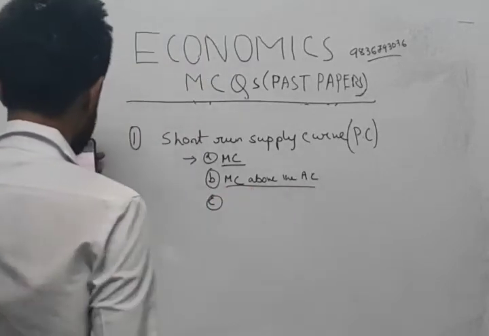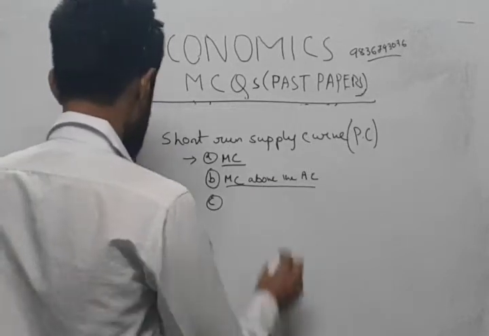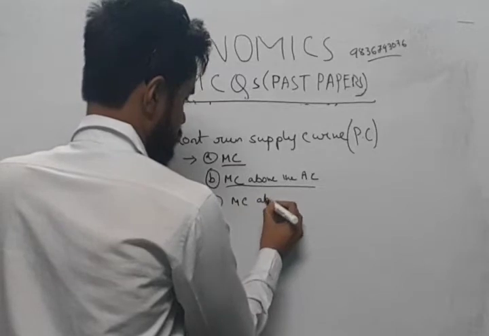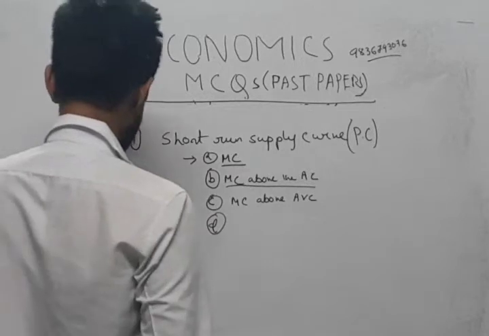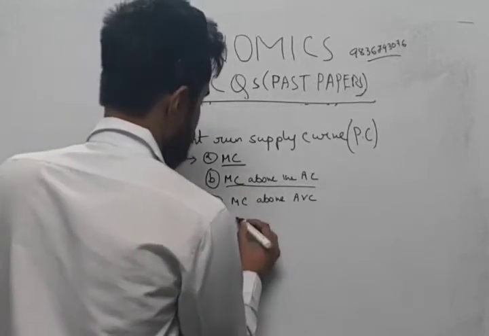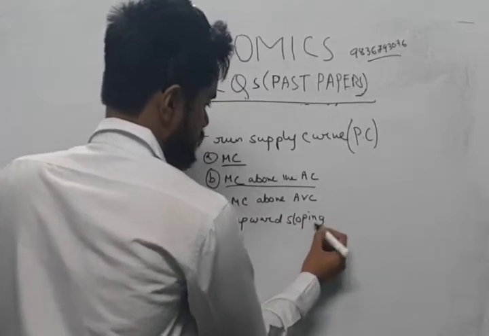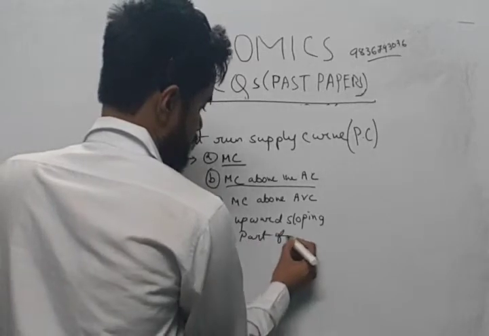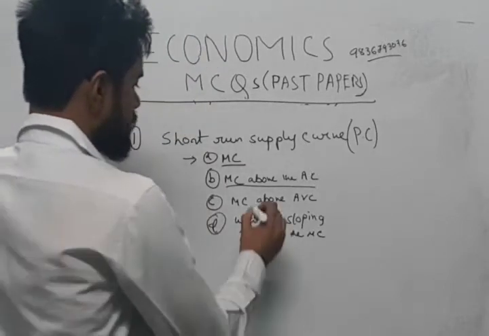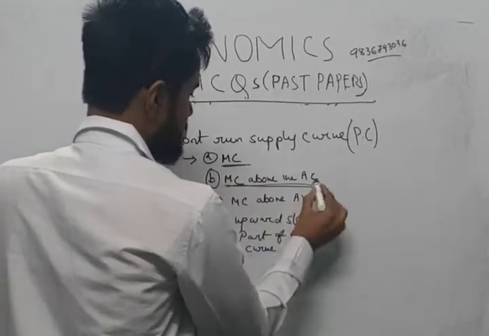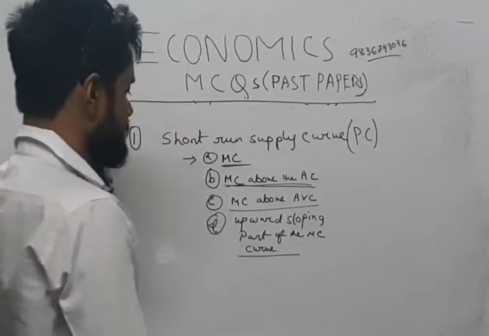Then option C is given as marginal cost curve above the average variable cost. And finally, the option D is given as upward sloping part of the marginal cost curve. So there are four options given. The first one is MC, MC above AC, MC above AVC, and finally upward sloping part of the MC curve.